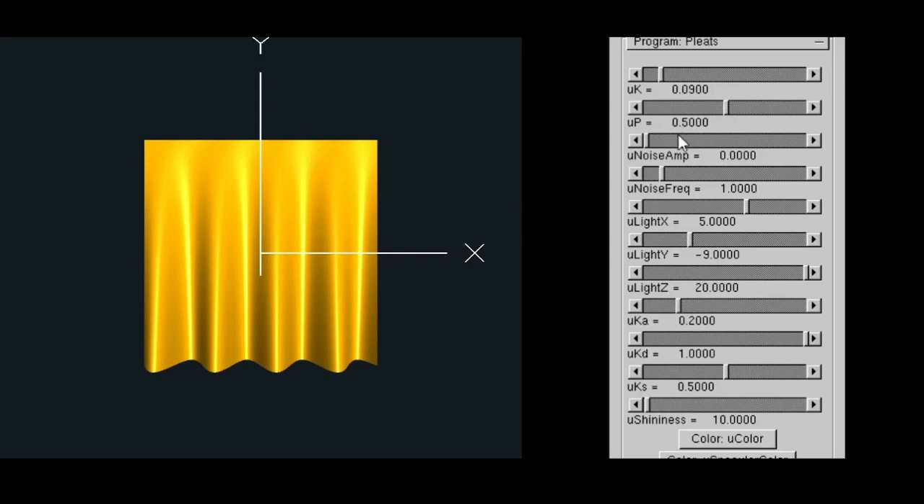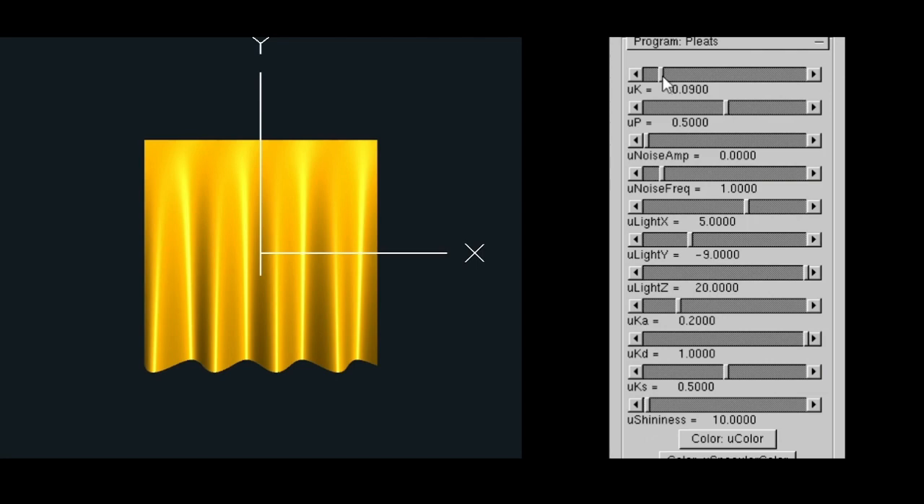In my parameter user interface, I have a couple variables. The three I'm going to be mainly looking at here are uK, uP, uNoiseAmp, and uNoiseFrequency. The uLightX, uLightY, and uLightZ control the position of the light, and uKA, uKD, and uKS are just other parameters that manipulate how the ambient, diffuse, and specular light are calculated. And then uShininess is just how shiny the surface of the material will be.